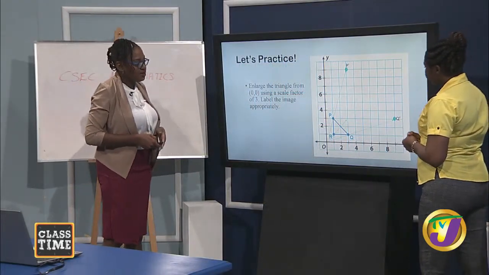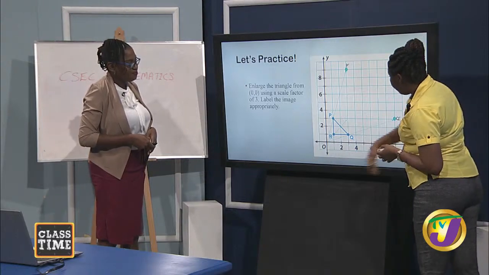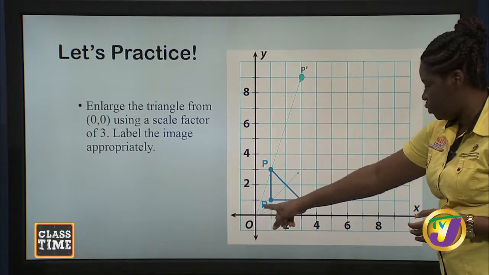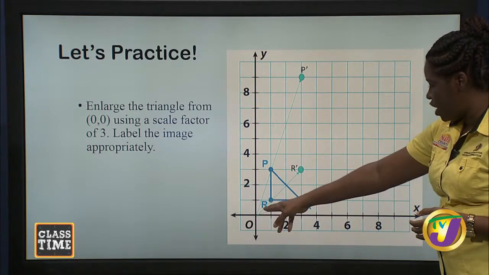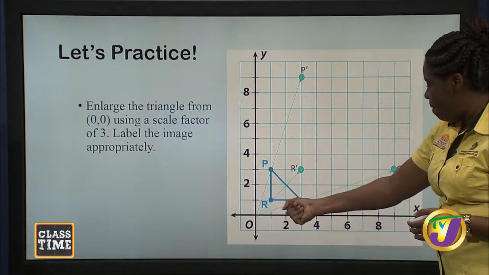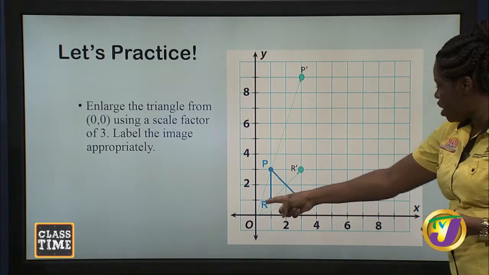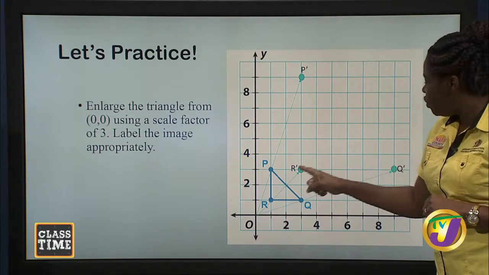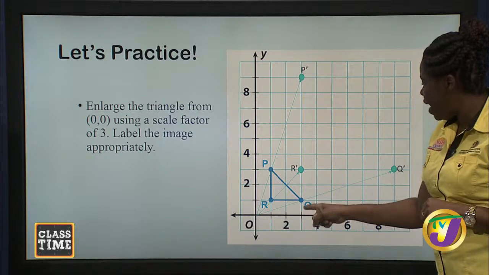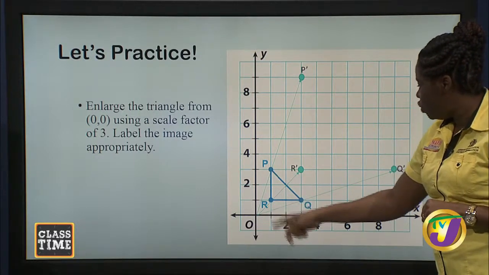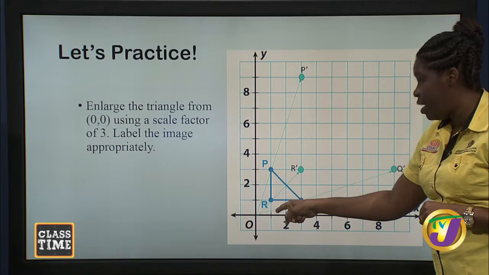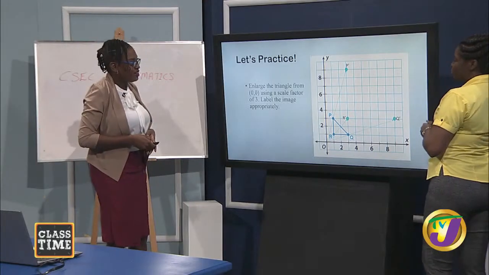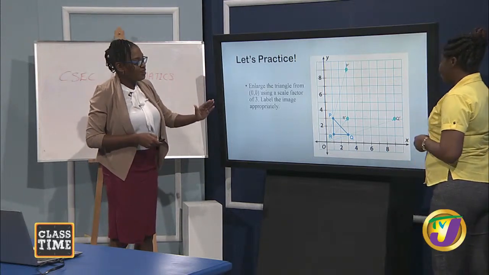What's going to happen to R? Same thing: measure my distance from center of enlargement to point R, 1 unit, and multiply that by my scale factor, 3. So the distance from the center would give me up to 3 on the X and 3 on the Y. So notice R was at 1, 1. And if I multiply those two by 3, we now have 3, 3. Awesome.